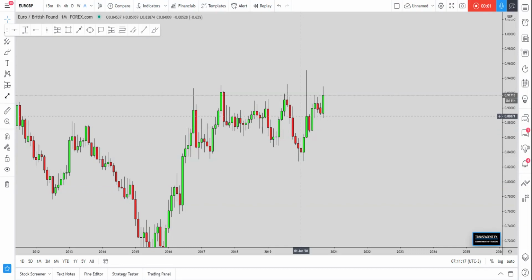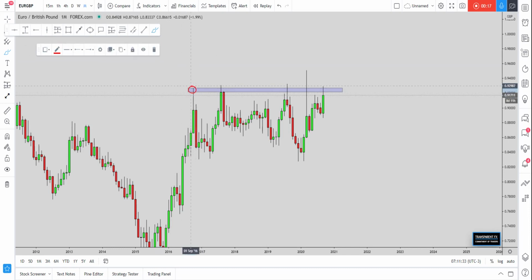Okay, so let's make a full breakdown of the situation that we currently have on Euro GBP. Now, starting from the monthly time frame, what can we see? We can see that we have a market that has approached multiple times a very strong structural resistance area from a monthly perspective. In fact, from here, the market has tested this area and got rejected to the downside.